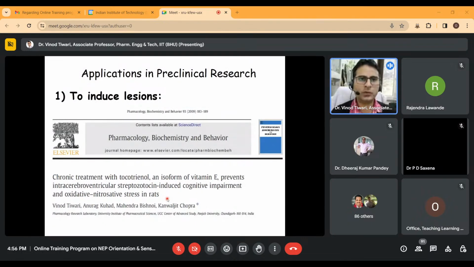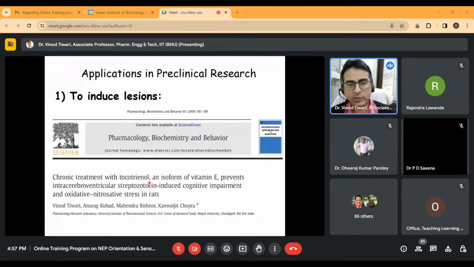So this is one of the, I would say, publications, one of the very early publications from my PhD research work when I was a student, around 2008, almost 14-15 years back, where we utilized this technique, histotoxic surgery, for studying the effect of tocotrienol. Tocotrienol is one of the isoforms of vitamin E actually.